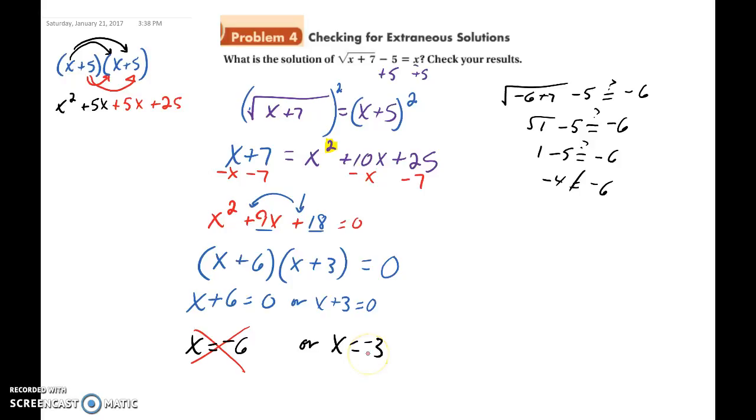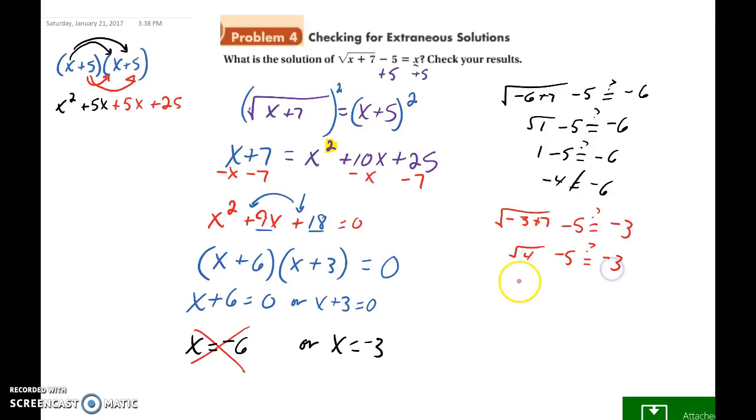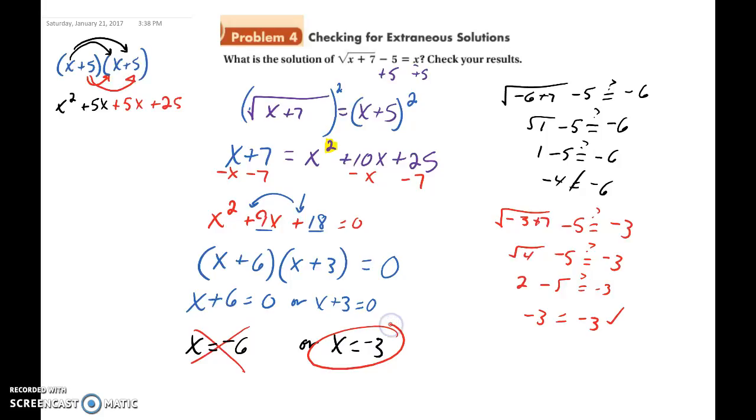So then we need to try -3. So the square root of -3 plus 7 minus 5, does this equal -3? Well, -3 plus 7 is 4, minus 5. Does that equal -3? So it's 2 minus 5. Does that equal -3? And -3 does in fact equal -3. So our only real solution for this one is x is equal to -3.